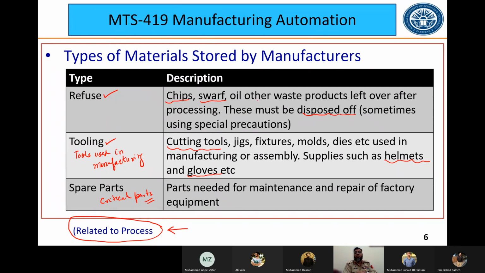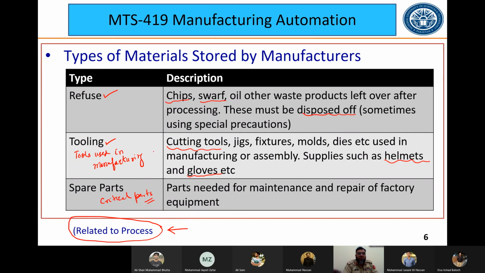So whenever you carry out a process, something like turning, it means that you are removing material from your raw material. This will be in the form of chips or in the form of swarf, which will be removed from the raw material to give it a shape. This refuse will also have to be collected and stored or disposed of, which requires some special precautions at some point of time.